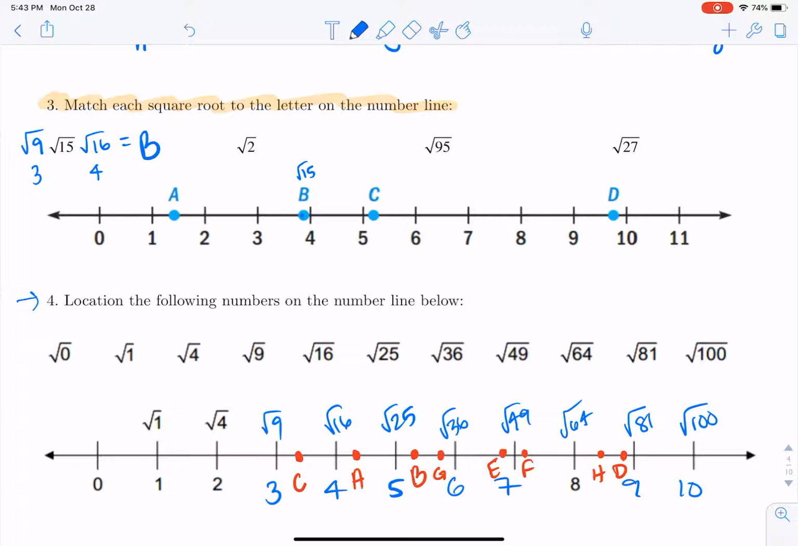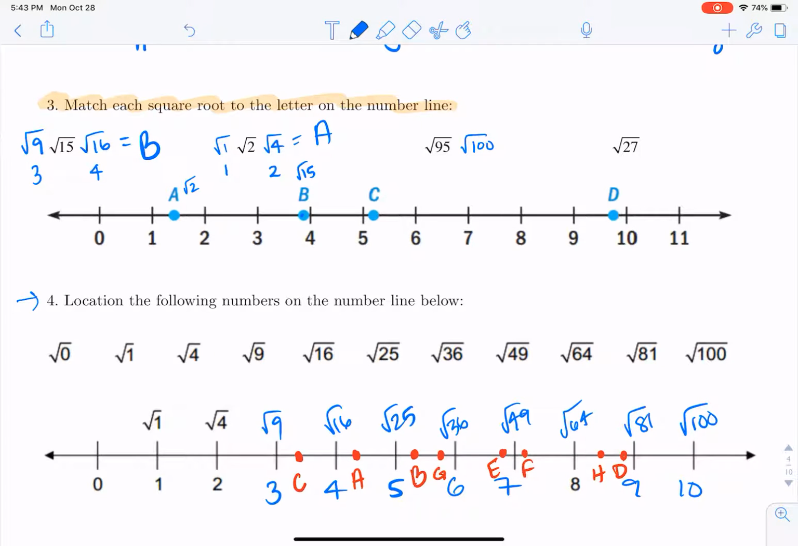So this right here is the square root of 15. For the square root of 2, I know that's really close to the square root of 4, which is 2, and the square root of 1, which is 1. So I'm looking for a dot that's in between 1 and 2. So this is the square root of 2, and this piece here is the square root of 95.